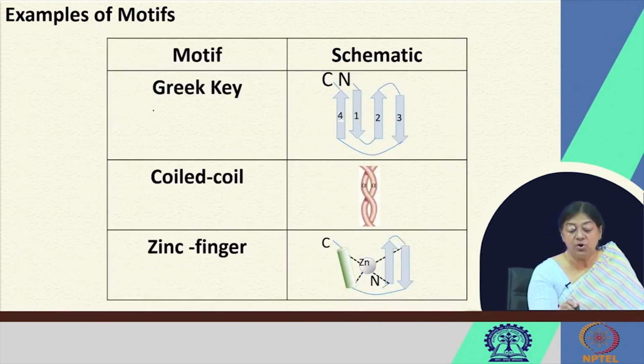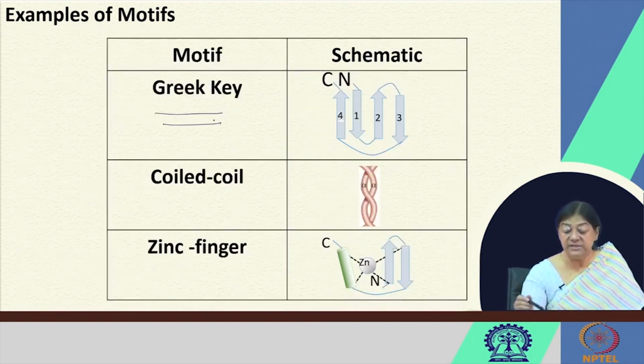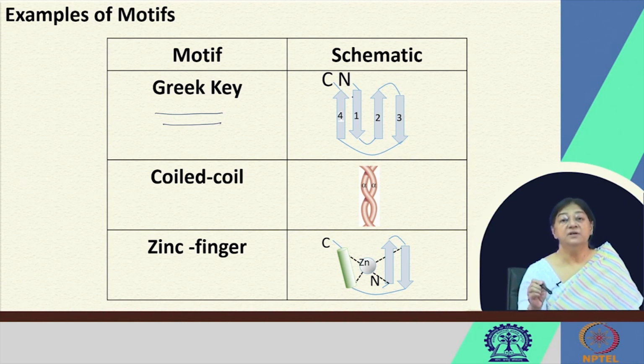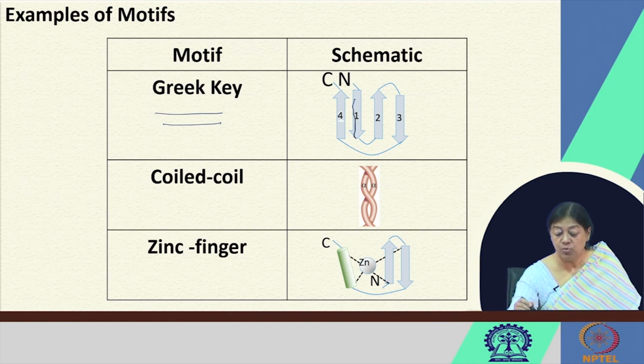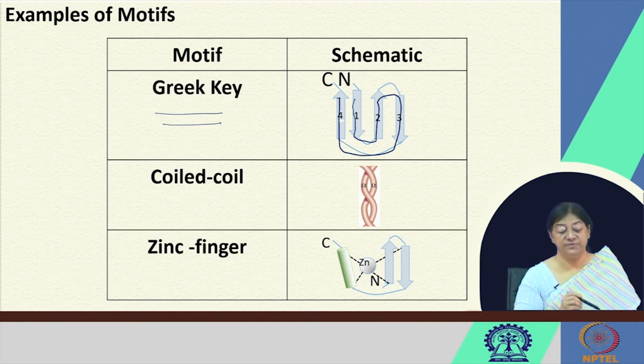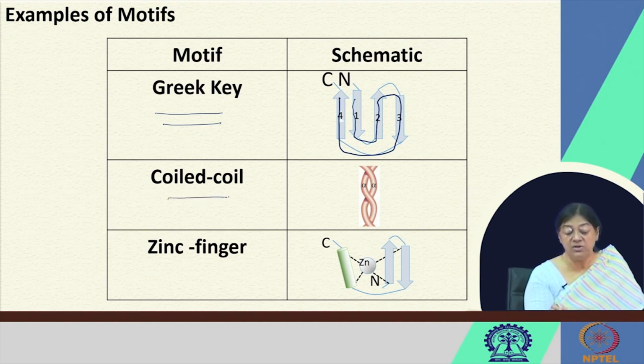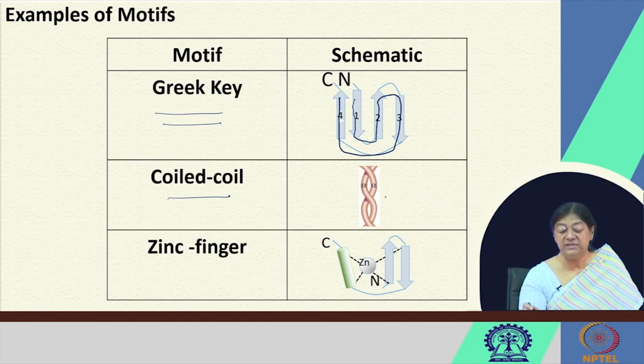We can have what is called a Greek key motif. In this case, we have strands of a beta sheet which form in this fashion: 1, 2, 3, 4. This is a Greek key motif. We have what is a coiled coil. This is where we have alpha helices that form this coiled coil structure.